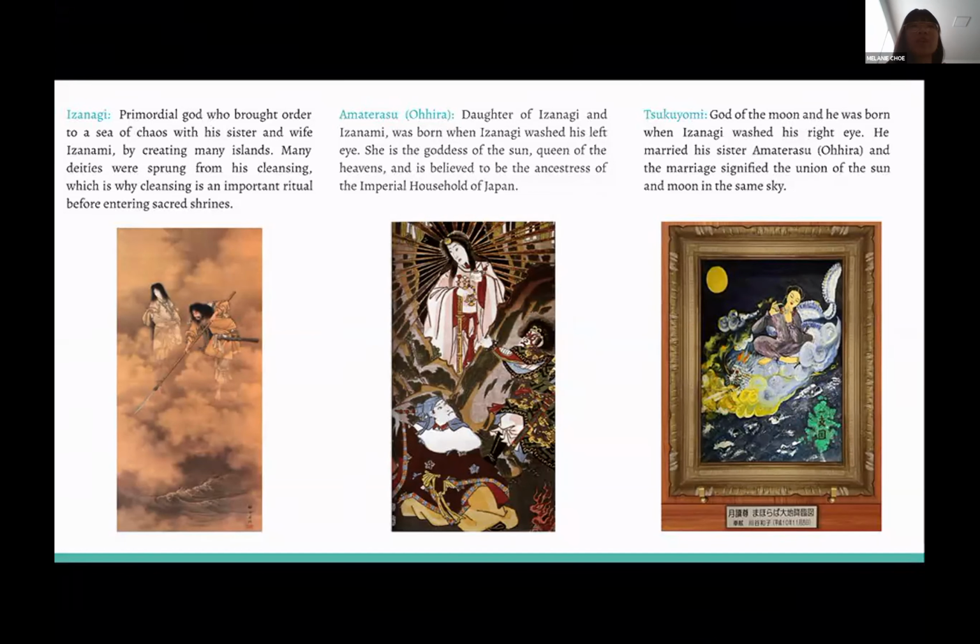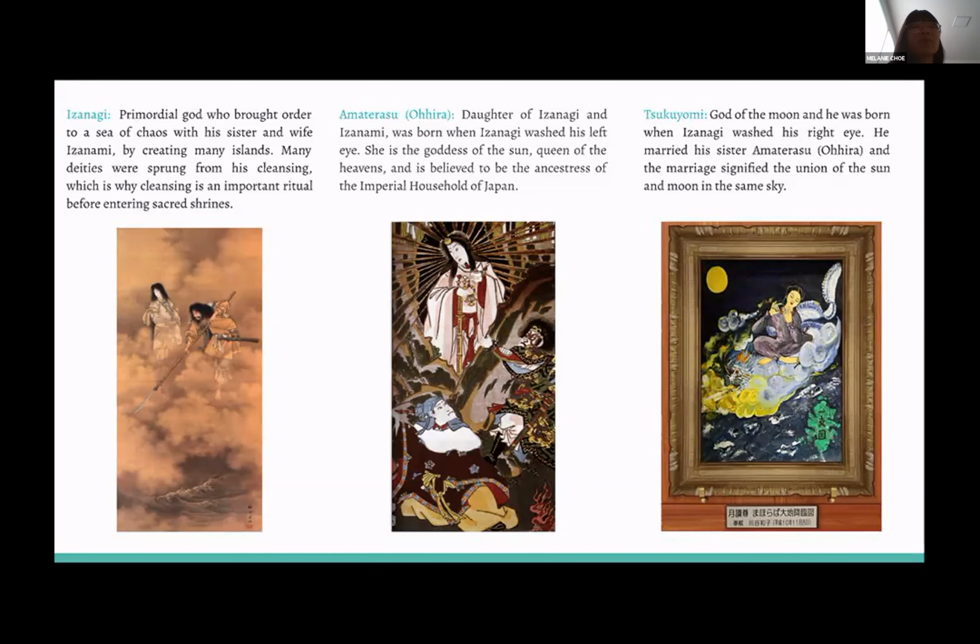Amaterasu Omikami is a daughter of Izanagi and Izanami and was born when Izanagi washed his left eye. She is a goddess of the sun, queen of the heavens, and is believed to be the ancestress of the imperial household of Japan. She serves as a little rising sun, representing the movement of day and night and nourishment of all living creatures. The Japanese imperial family claimed descent from Amaterasu, and they use their position to ensure that she is always queen of the heavens and in control of its courts, and the representation of order and enforcing justice is reflected in their rule.